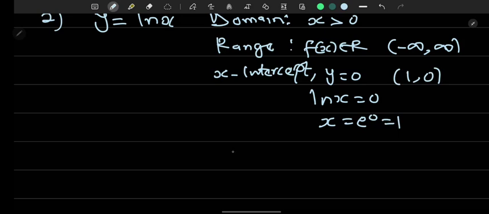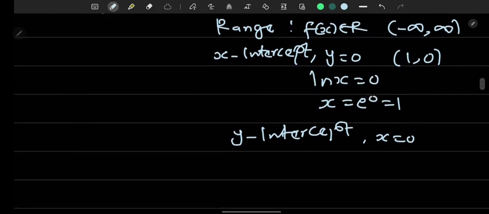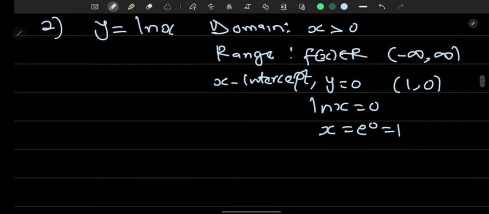Okay, then is there a y-intercept here? For us to have a y-intercept, don't forget x must be 0. And remember from the domain, I told you that x is greater than 0, which implies that x cannot even be 0. So that is why you cannot have a y-intercept here. Okay, so we use the range, domain, and x-intercept to get the graph of this.